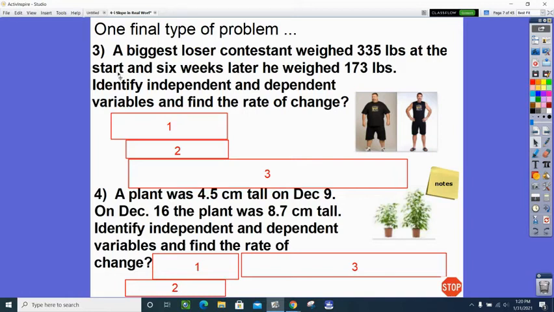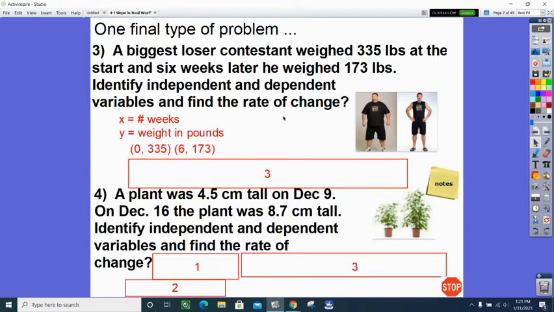At the start, how much time has gone by? You should realize no time has gone by, so that would be 0 weeks. Okay, so let's just take a look at this one. X is going to be the weeks, and Y is going to be the weight in pounds. You and I just came up with the fact that these are our 2 points.